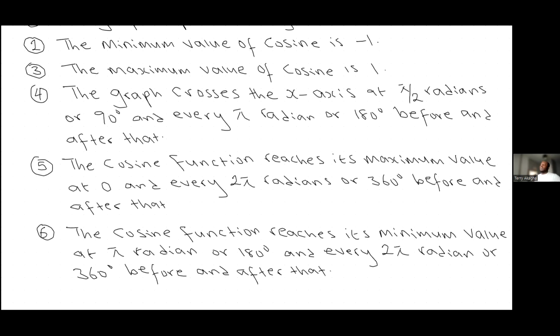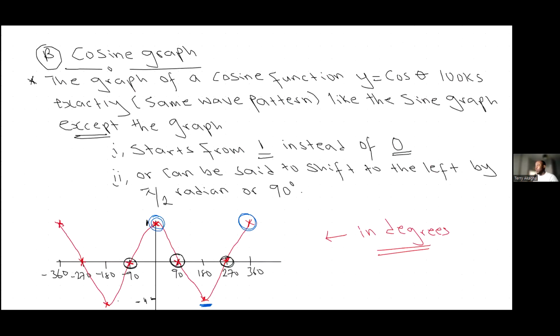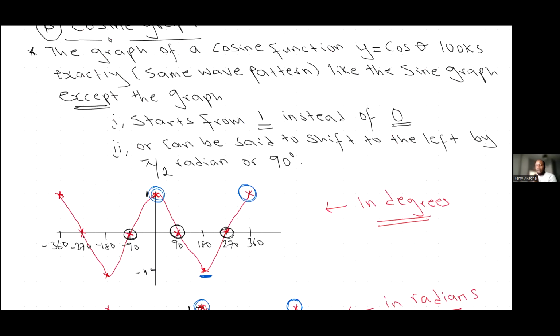So the cosine function reaches its minimum value at pi radian or 180 degrees, and every 2 pi radian or 360 before and after that. So that is that for cosine. All right, so the cosine graph when y is equal to cos theta looks like that. Generally what you need to keep in mind is that it starts from 1 instead of 0, like in sine. But you can also say that this is a kind of sine graph that has been shifted to the left by pi over 2 radian or 90 degrees.